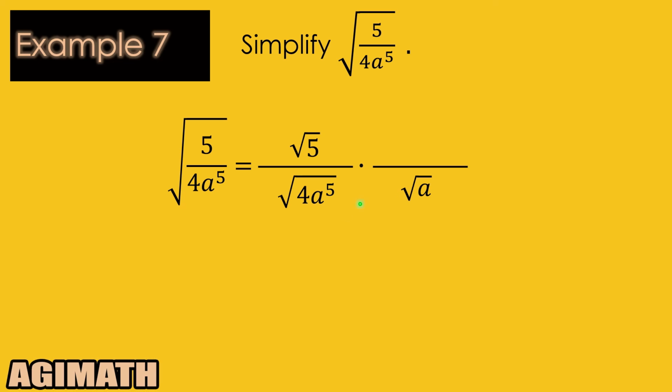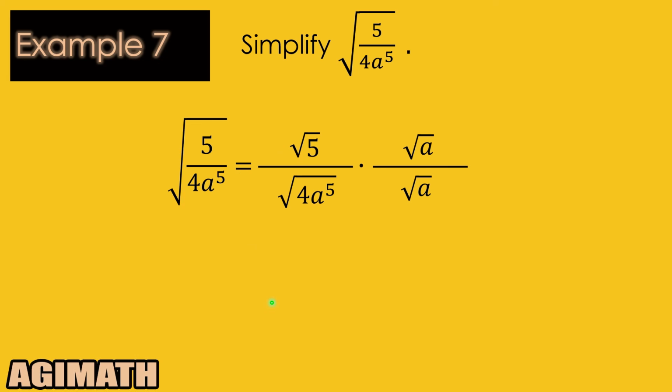Why? Because a to the power of 5 times a, that is applying the product rule. We just add the exponent. Exponent is 5. Exponent is 1. 5 plus 1 is 6. And 6 is divisible by 2. That's why we need to multiply by the square root of a. And then what we write in here, we just copy square root of a. Again, that is just equal to 1, so we are not changing the problem.